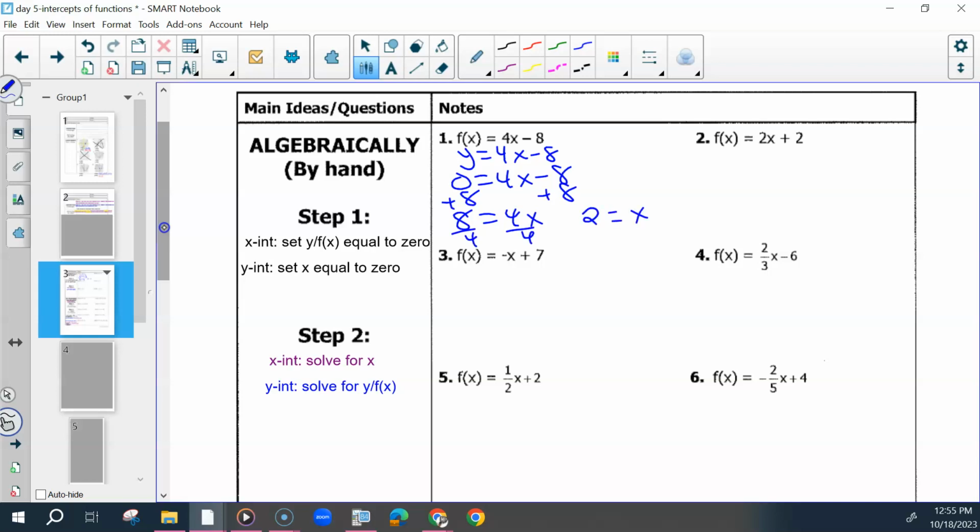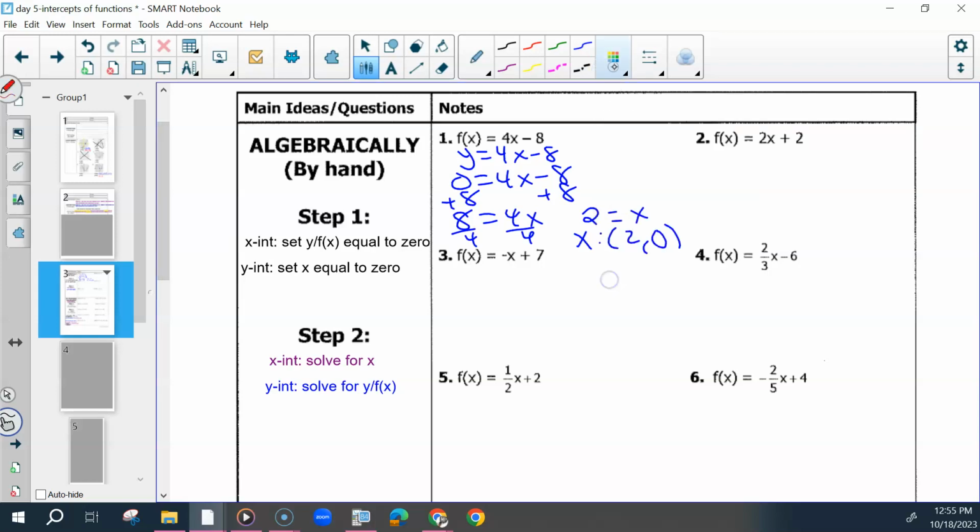So when we get x equals 2, we still have to write it as an ordered pair. Would you have the 0? So the 0 is what we put in for y. But always, when we're solving for an x-intercept, your y value is 0, no matter what.